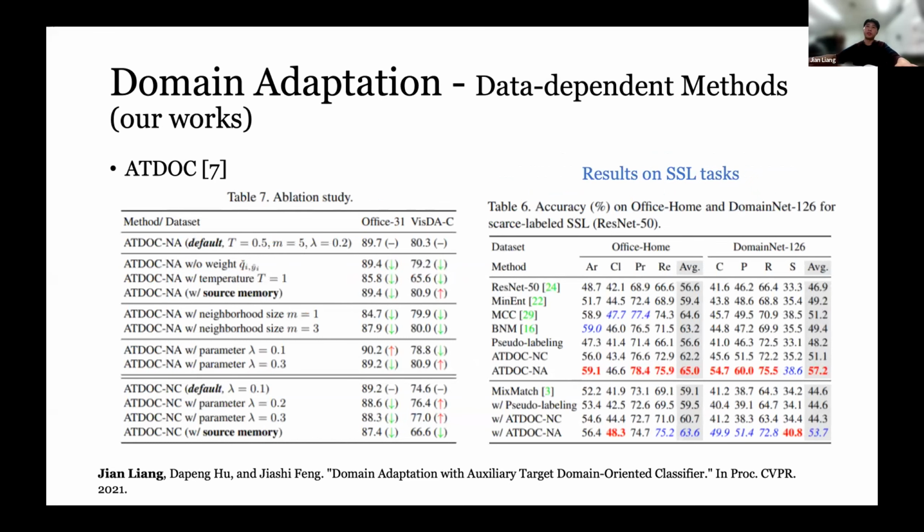Here we also show the results of both methods. ATOC NA means neighborhood aggregation, while ATOC NC means nearest centroid classifier. Typically the neighborhood aggregation solution works better than the nearest centroid classifier solution, since the memory bank stores so much information. It stores all the features and representations of the target data, while the centroid memory bank just stores the class centroids.